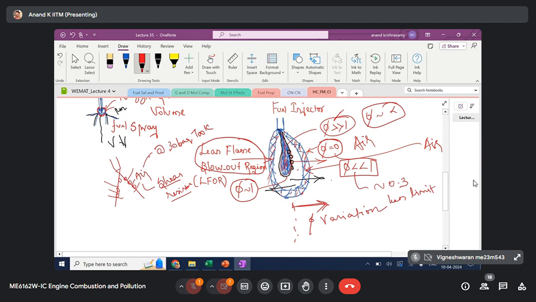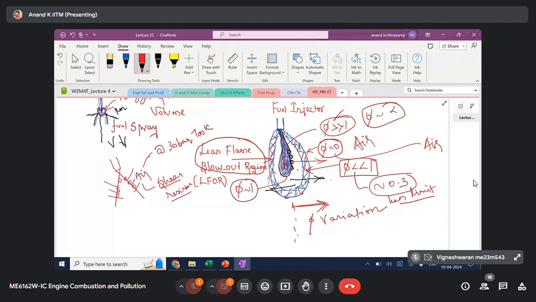Nearer to phi equal to 0, you have a thin region with very little fuel vapor and a very high air proportion. The typical phi value I've indicated here is around 0.3 or less than that. Since you have too much air, you have that mixture below the lean flammability limit. Because of this, this mixture cannot ignite, it can only slowly oxidize. And thus, the lean flame blowout region has become one of the contributors for soot formation in the CI engine.